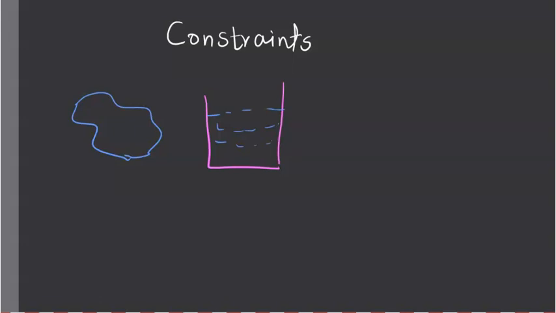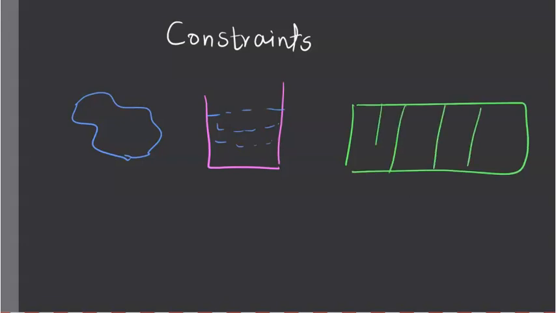Another example can be that of an animal trapped in a cage. For example, if you have a cage like this, and in this cage an animal is trapped, maybe a tiger, like this. So the animal is constrained within the four walls or the four boundaries of this cage, and it is a constraint imposed upon it.